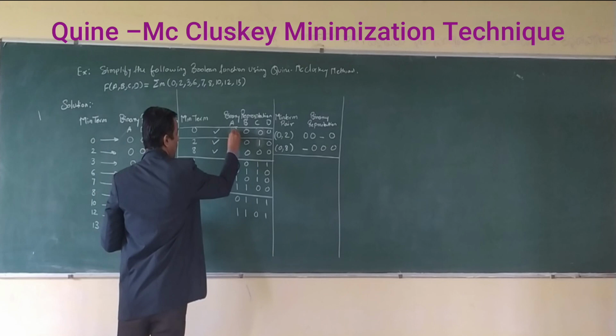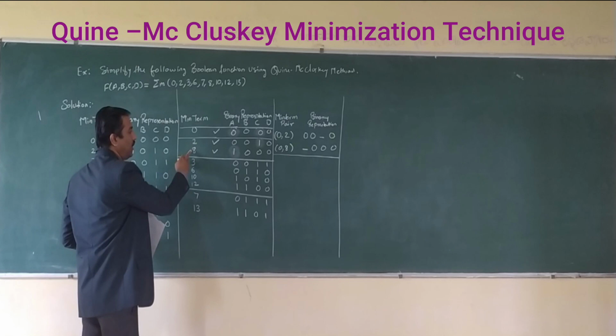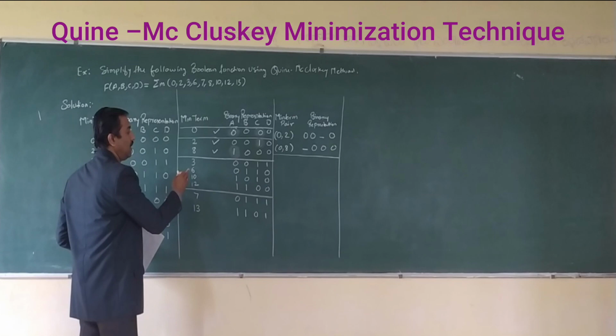Fine. Now, what is next? Next is to compare 2 and 8 with 3, 6, 10, 12. For 2 and 8, the next higher category of min terms are 3, 6, 10 and 12.